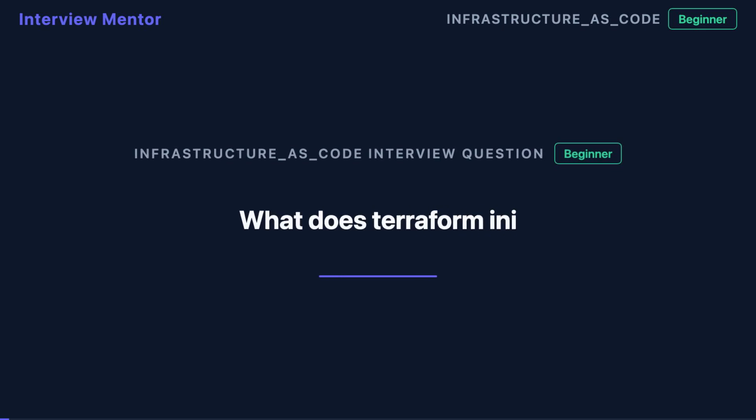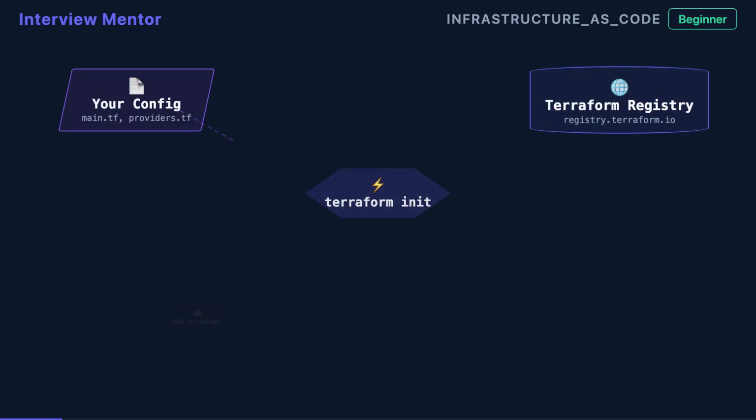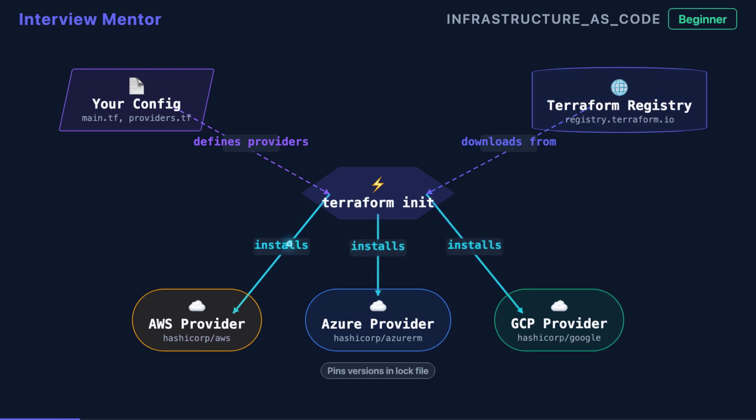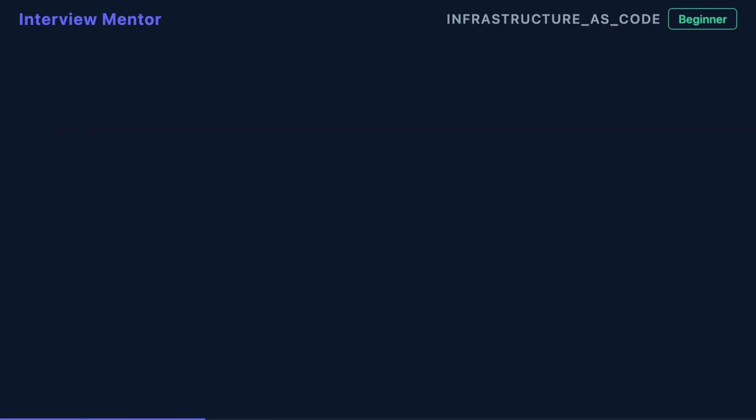Before you run a single Terraform command, there's one step you cannot skip. And most beginners learn this the hard way. Terraform init downloads the provider plugins your configuration needs. Providers are the connectors to cloud platforms like AWS, Azure, or Google Cloud. Without this step, Terraform has no idea how to communicate with your infrastructure. The exact version of each provider gets pinned in the log file, ensuring consistent environments across your team.